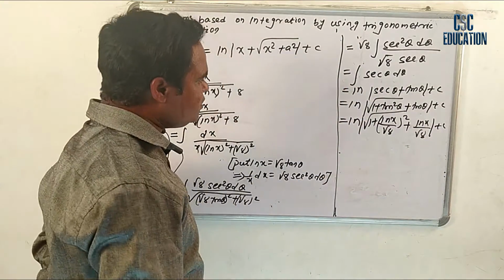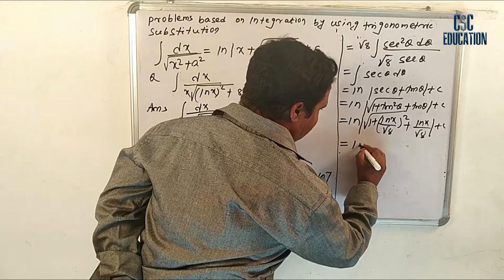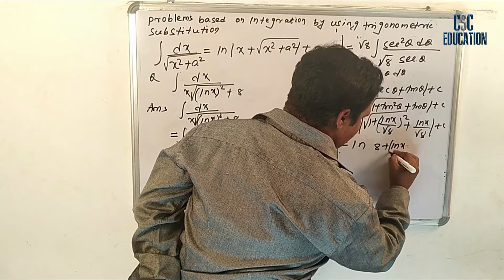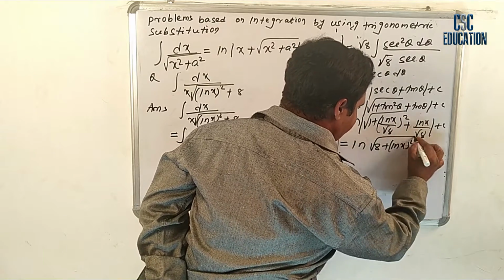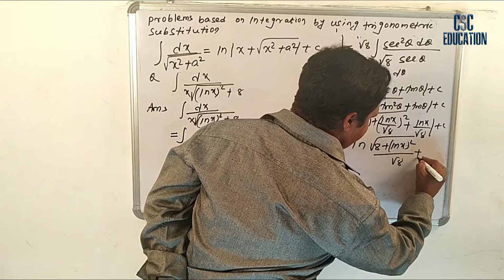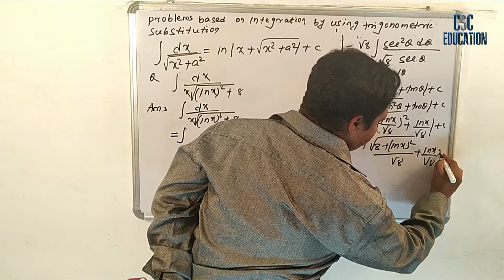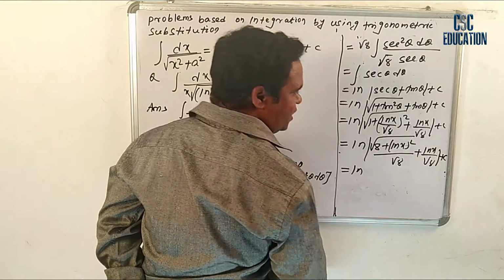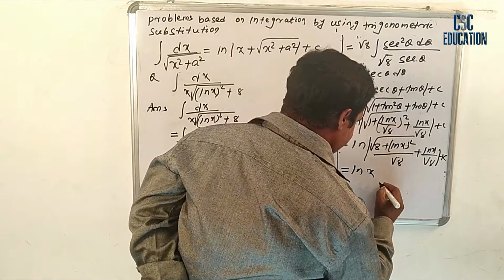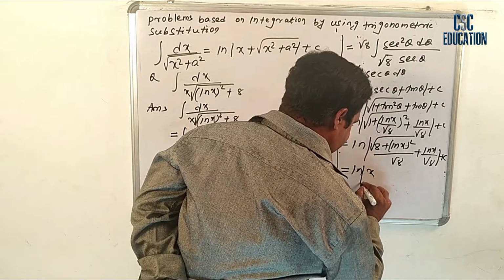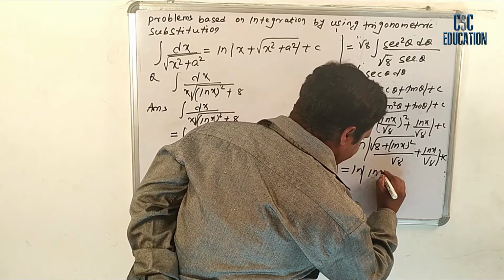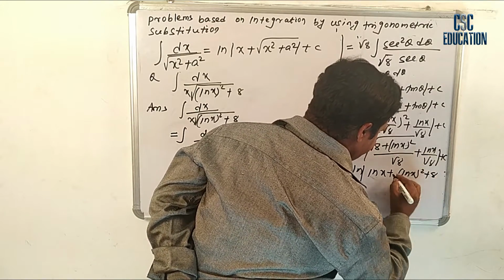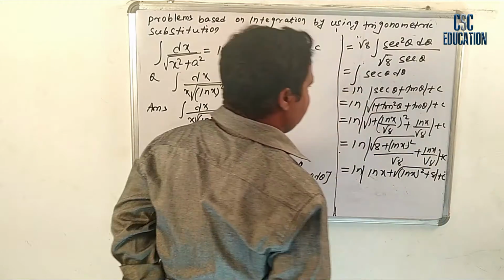Okay, alright. So this equals ln of the square root of (ln x)² plus 8, divided by √8, plus ln x over √8, plus c. So the final answer is ln of ln x plus the square root of (ln x)² plus 8, plus c.